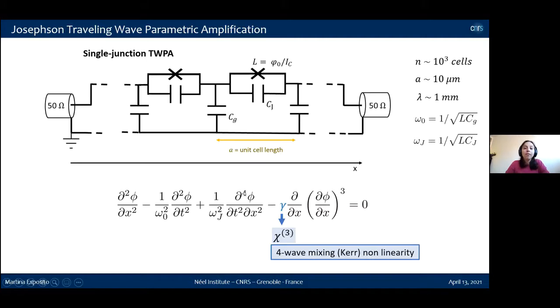So generally, when you have a Josephson-based traveling wave parametric amplifier, you have many unit cells, and your unit cell can be composed, for example, by a single junction or by a SQUID. And then the size of your cell is much smaller than the wavelength of interest. So you can describe the dynamics of this nonlinear transmission line with this wave equation. And you see that the nonlinear coefficient gamma is the key point here, because this nonlinear coefficient is responsible for the four-wave mixing or Kerr nonlinearity, which is responsible for the amplification.